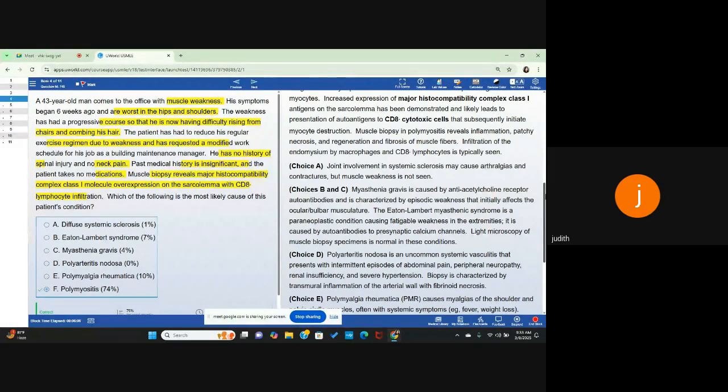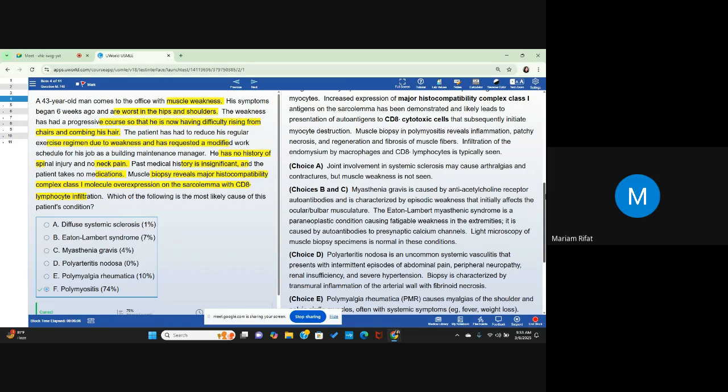Is it SCL-70? Anybody else? Yeah, SCL-70 antibodies. Also, how many types are there?